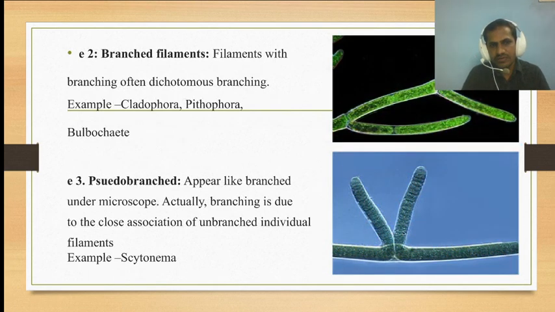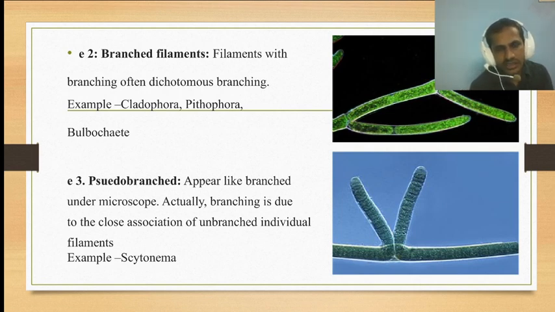The next one is the branched form. Filamentous forms with branching often show dichotomous branching, which occurs in Cladophora, Pithophora and Bulbochaete.